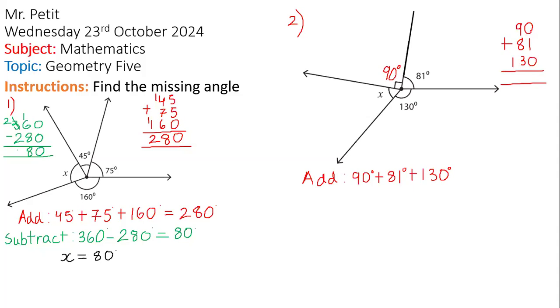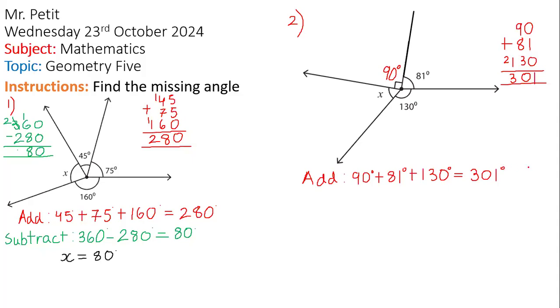Okay, so let's add. 0 plus 1 plus 0 is 1. 9 plus 8 is 17. 17 plus 3 is 20. Put the 0 down, put the 2 up. 2 plus 1 is 3. So that means our answer is 301 degrees.